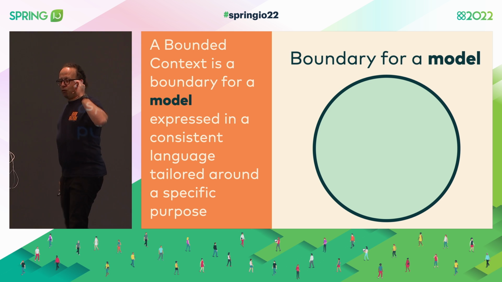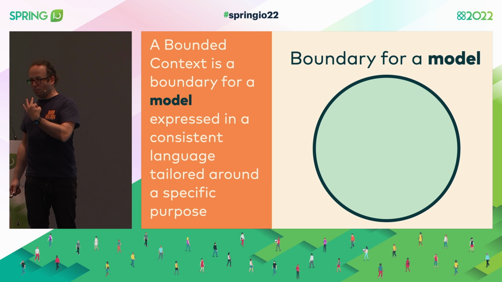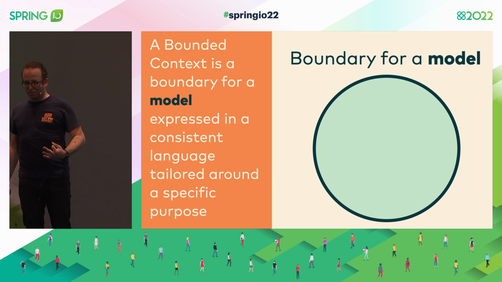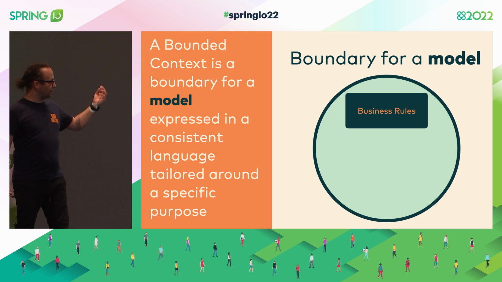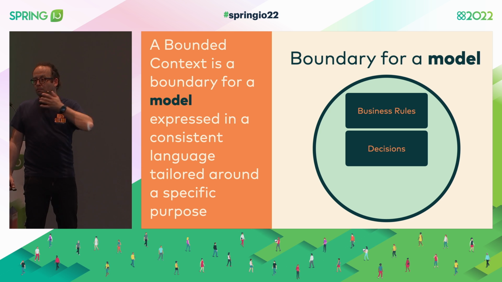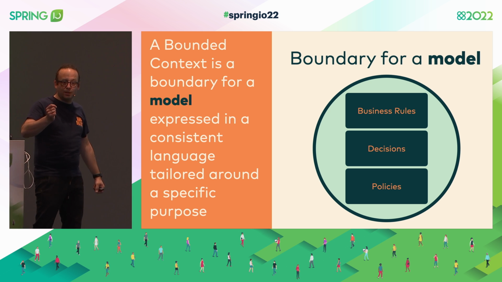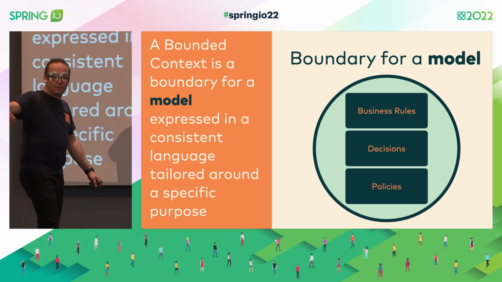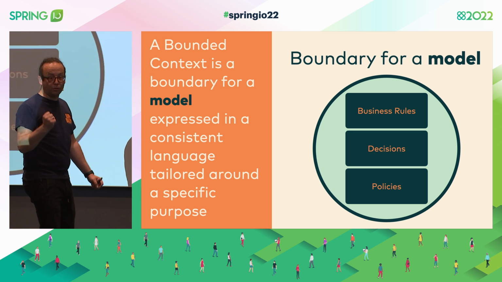It's a boundary for a model. And now model, what does the domain-driven design world think about a model? We don't think about data here. We think about behavior, like business rules, decisions, policies. So there's a big difference between the classic object-oriented design, which focuses on nouns first, and then attributes.